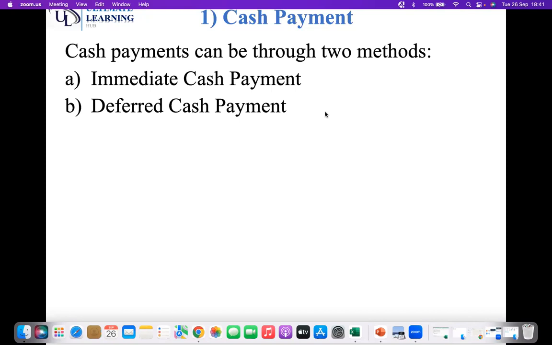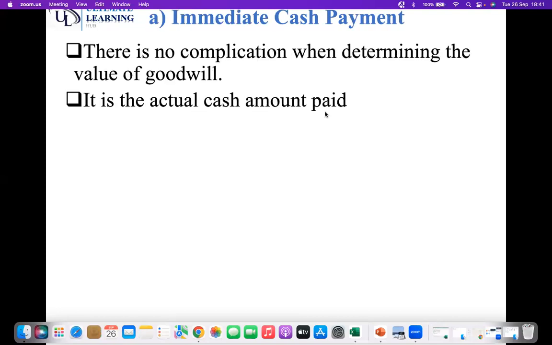Now, what is immediate? All the previous examples we have looked at are immediate cash. So under cash payment, we have said there are two options, immediate cash or deferred cash. So the first one is immediate cash payment. In this immediate cash payment, you just account for it.